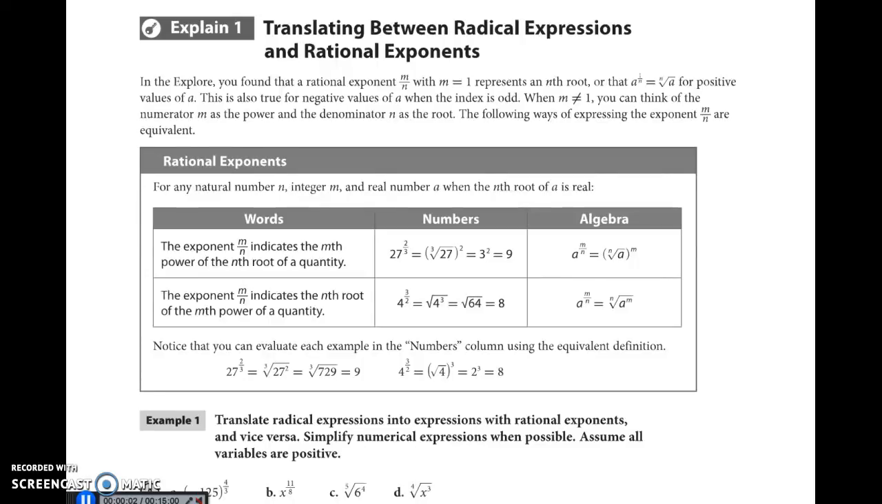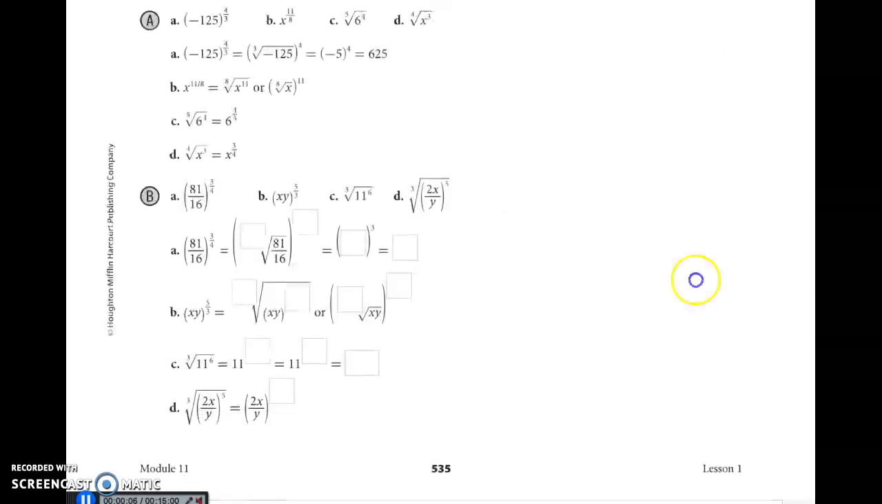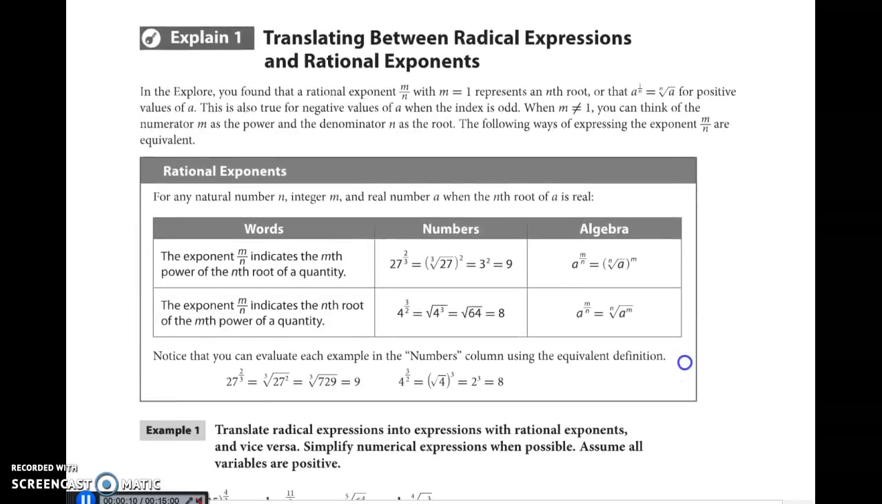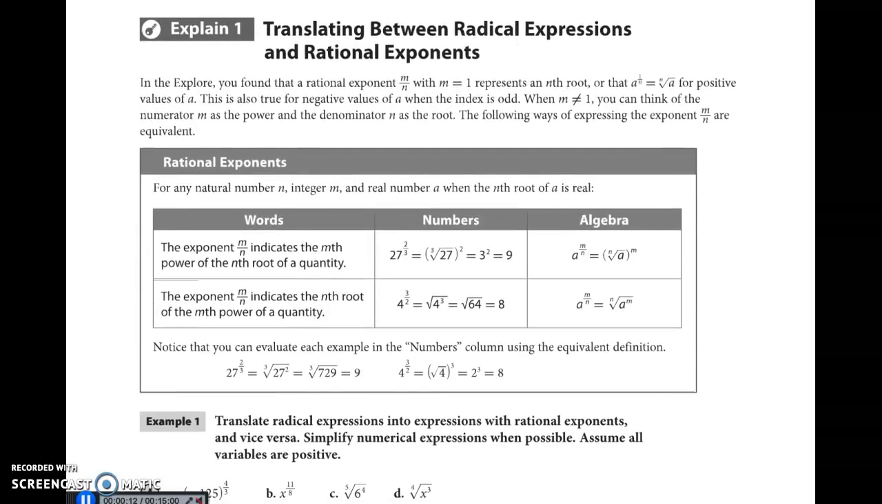Okay, so I'm going over Module 11.1, and I'm going over Explain 1, and I am on page 535. Explain 1 goes over translating between radical expressions and rational exponents. So going from a rational exponent to radical form, or going from radical form to rational exponent.